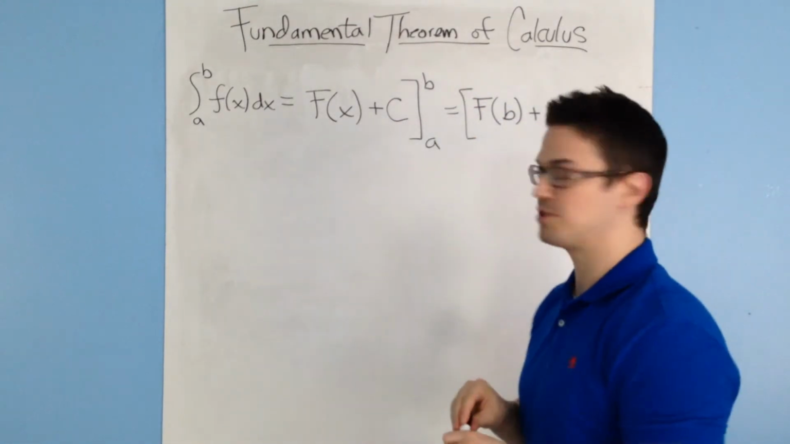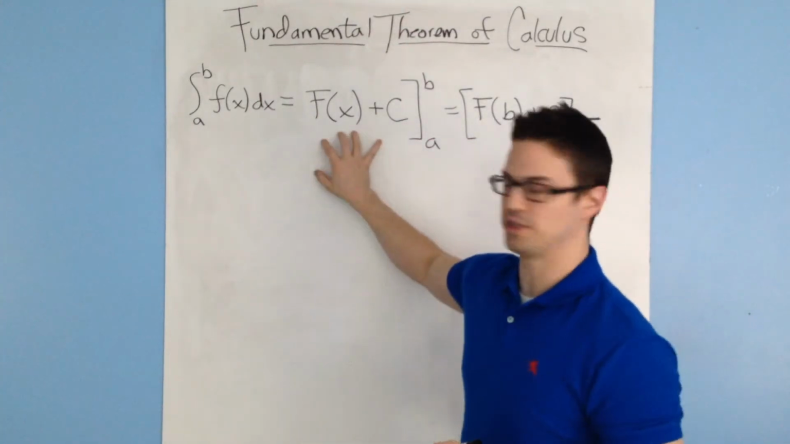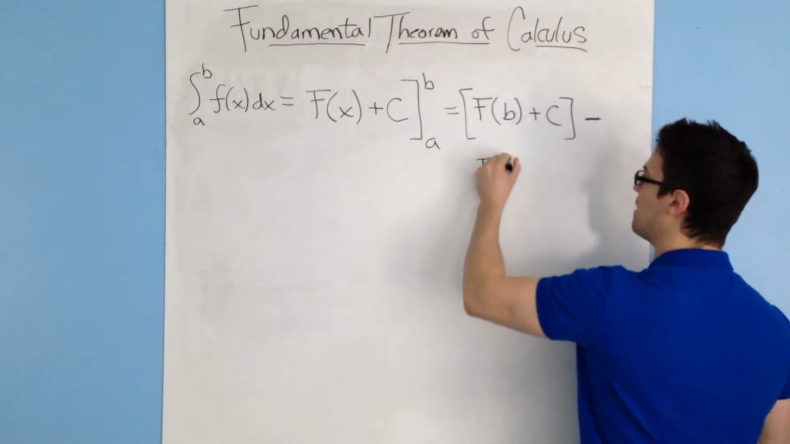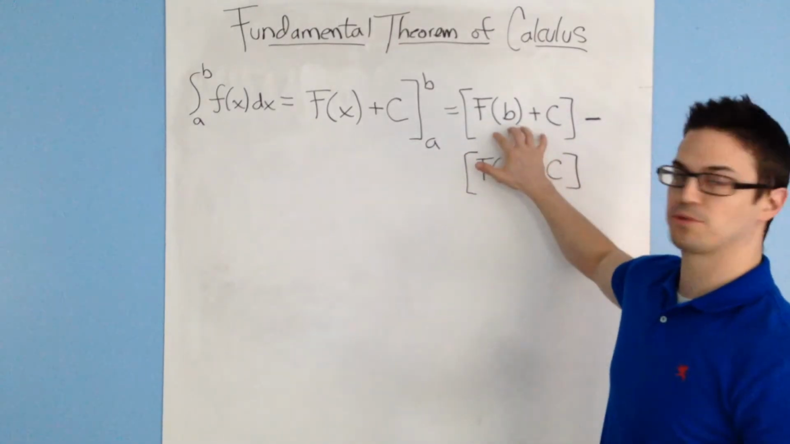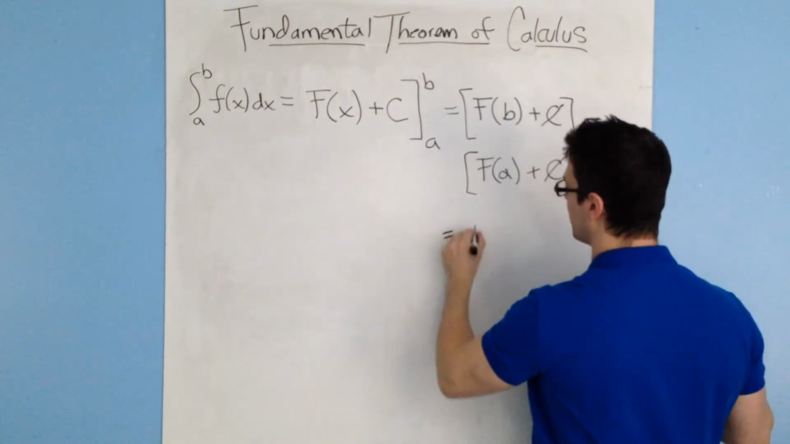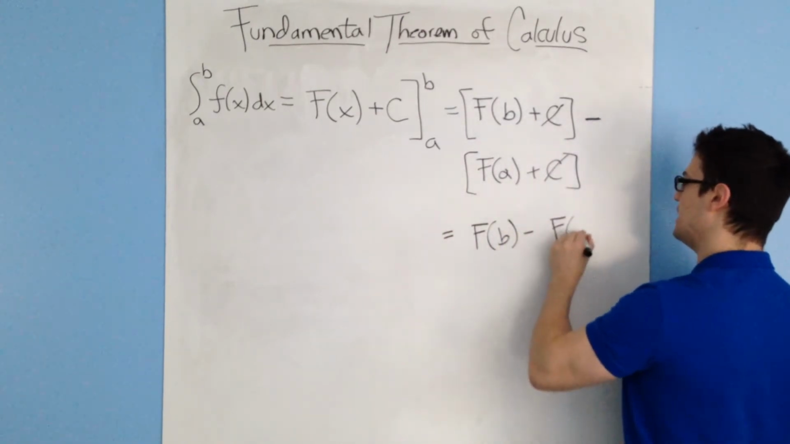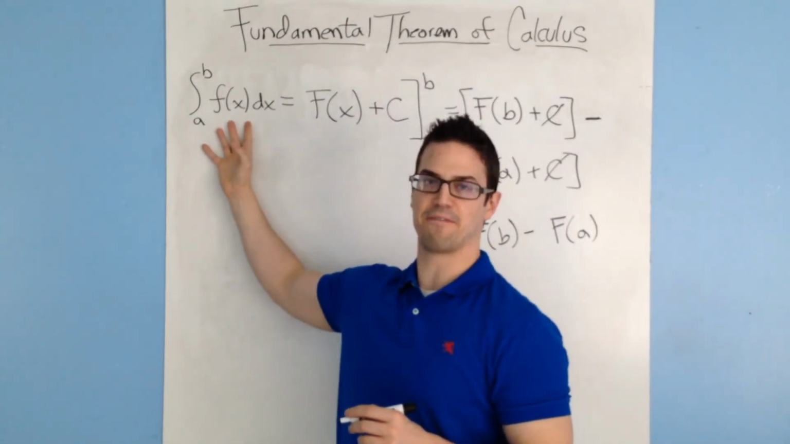like so. Then we're going to subtract off the a as an input to this antiderivative, so you would have capital F of a plus c. Okay? If you subtract these two off, the c's are going to cancel, and you'll end up with capital F of b minus capital F of a. And this is what you would use to calculate this definite integral right here.